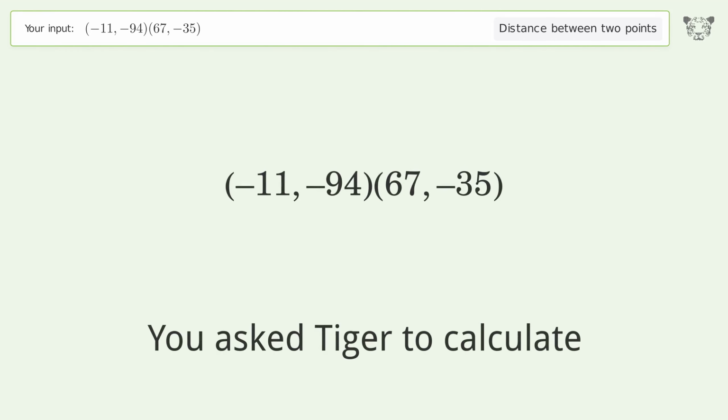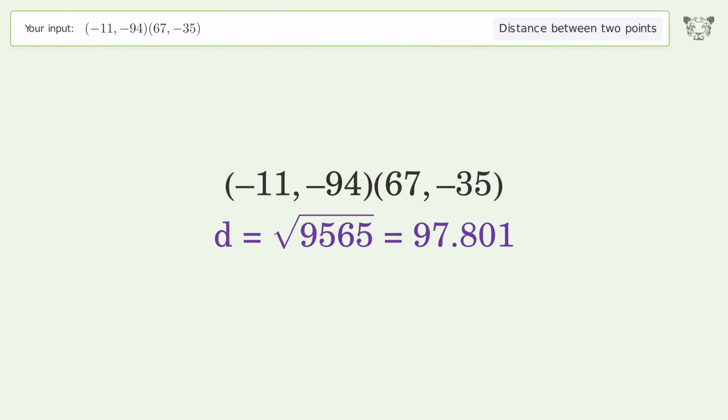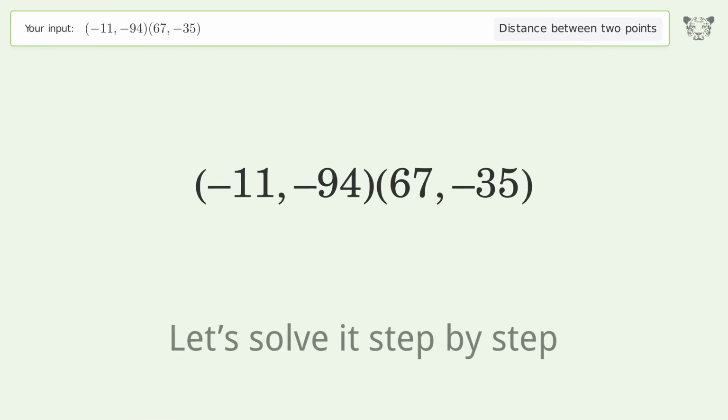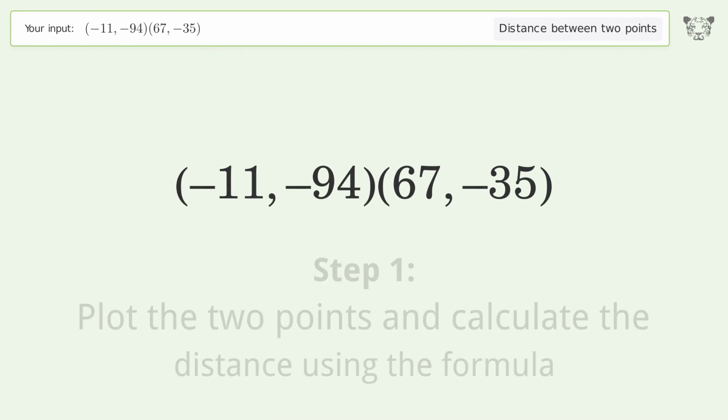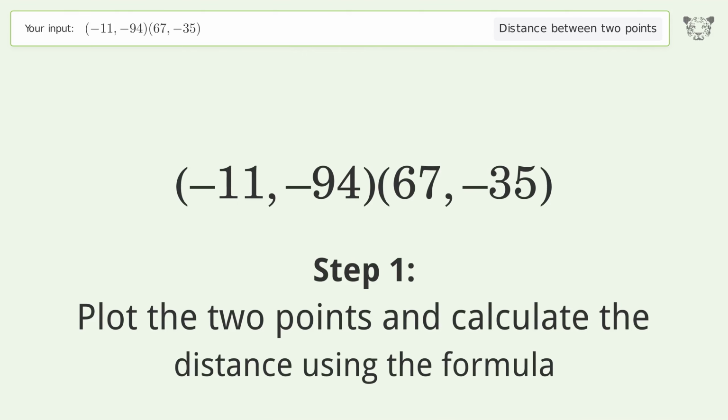You ask Tiger to calculate the distance between 2 points. The distance between the 2 points is the square root of 9,565, or 97.801. Let's solve it step by step. Plot the 2 points and calculate the distance using the formula.